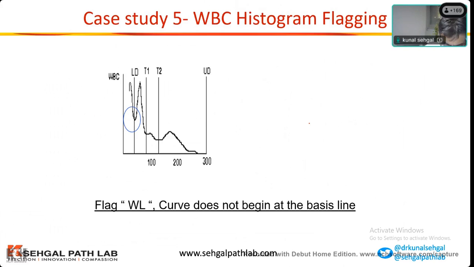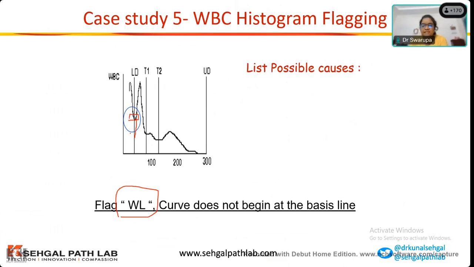Dr. Swarupa, can you tell me, there is a flag given by the machine called WL, and I have already highlighted. So what can this WL mean? WBC lower discriminator, sir. Excellent. And you can see that the lymphocyte histogram, instead of going down here, is ending over here only. So what could be the potential causes?